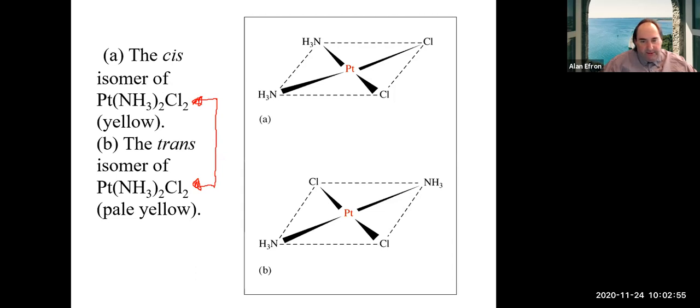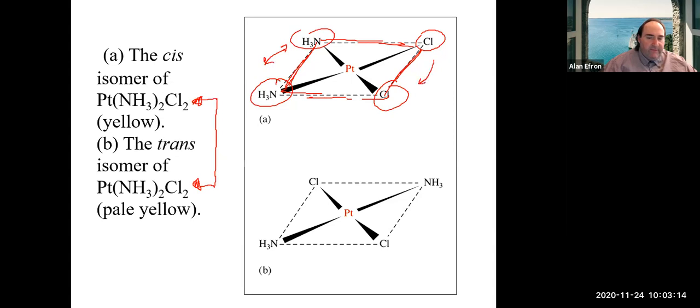Since this is all one plane, if we look at the Cls, for example, they're on the same side of the plane. Also, the NH3s are on the same side of the plane, these two groups that are in common. And that's usually what you look for when you're deciding cis or trans: a couple of groups that are in common, things that are attached that are the same, and their locations relative to each other. And down here, we have the trans version of it.